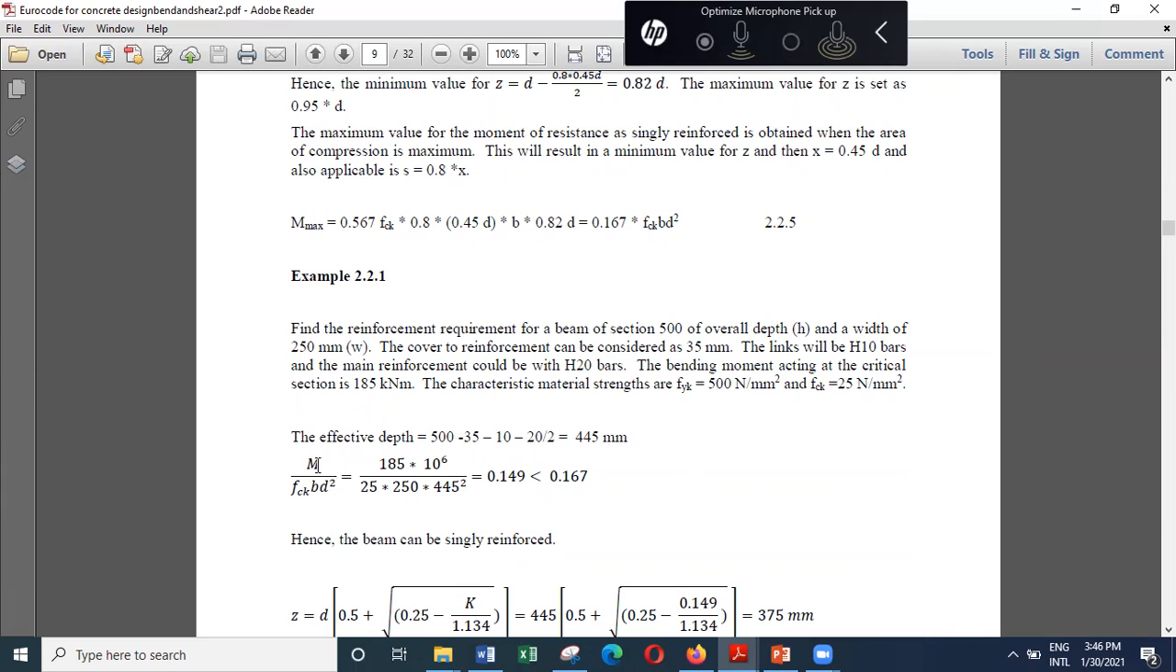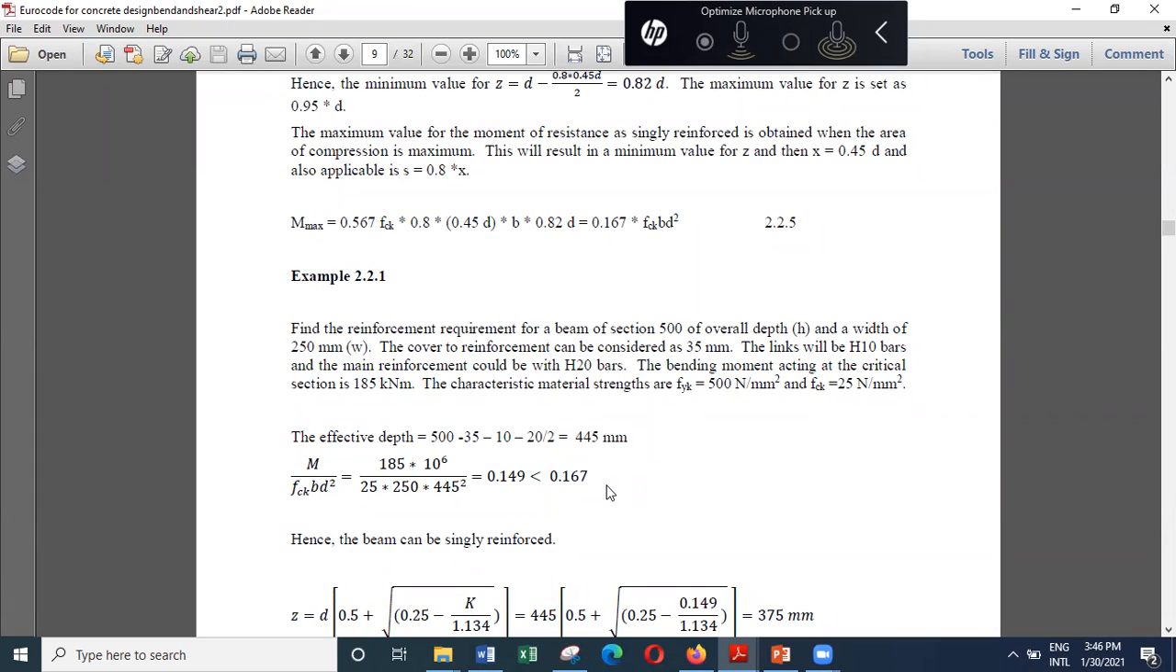And then what you do is, we find M over fck b d squared for a bending moment of 185 kilonewton meters, 185 into 10 to the power 6 divided by the strength of concrete 25, and 250 is the width of the section, and depth squared is 445 squared. And when you calculate this value, you can see it's less than 0.167, which means the section can be reinforced only with the tension reinforcement. No need to use any compression reinforcement.